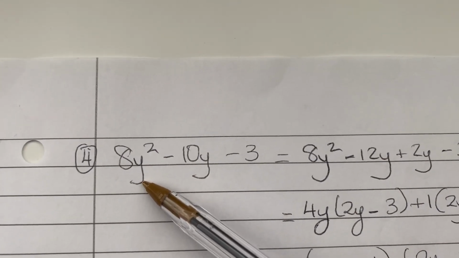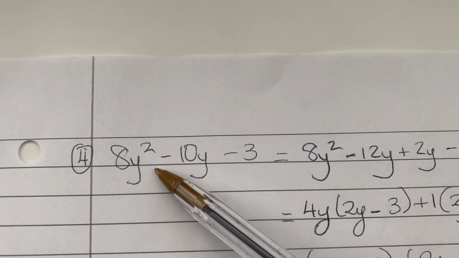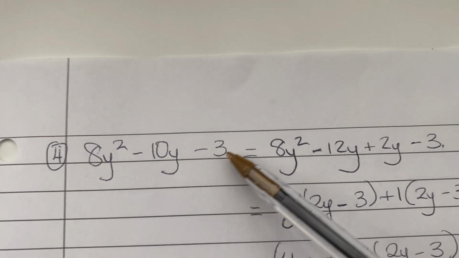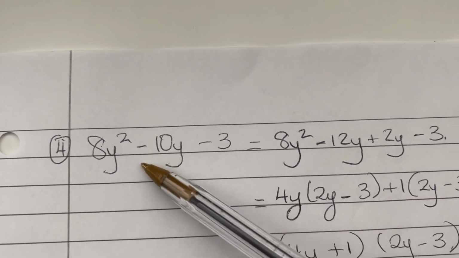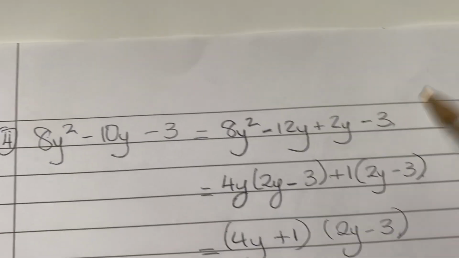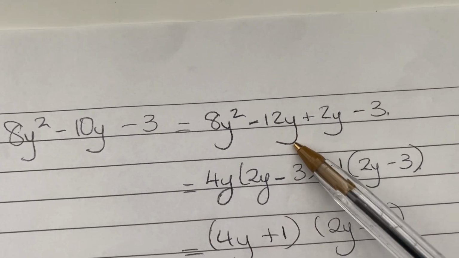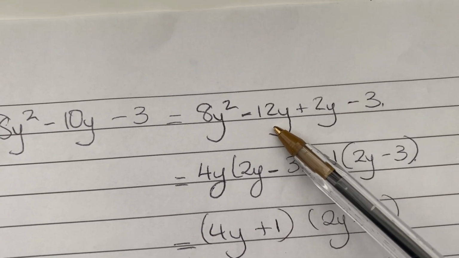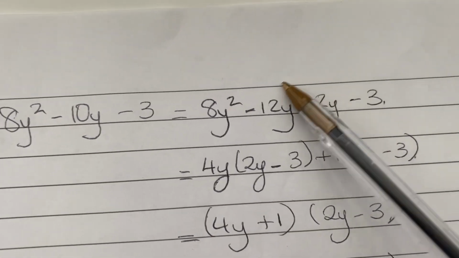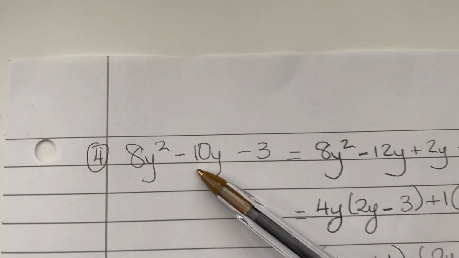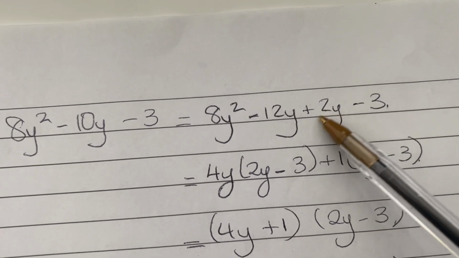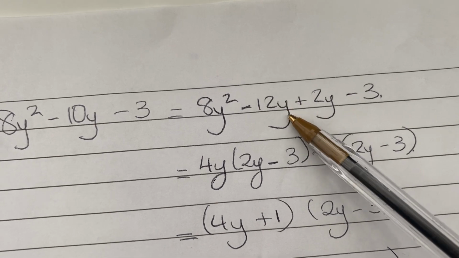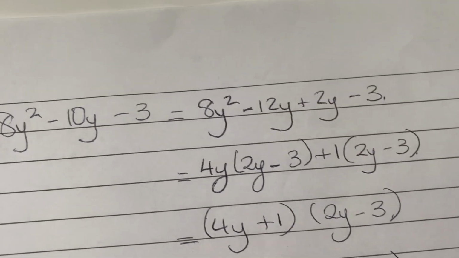Okay, my 8y squared minus 10y minus 3. So what will I put in place of minus 10y? I've put minus 12y plus 2y, because minus 12y plus 2y will get me back to minus 10y. How did I arrive at this choice? Because I could have written minus 6y plus 4y.